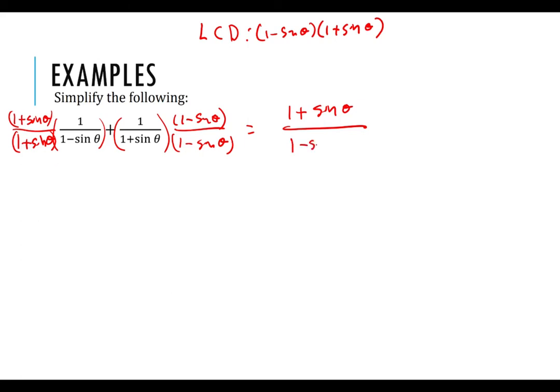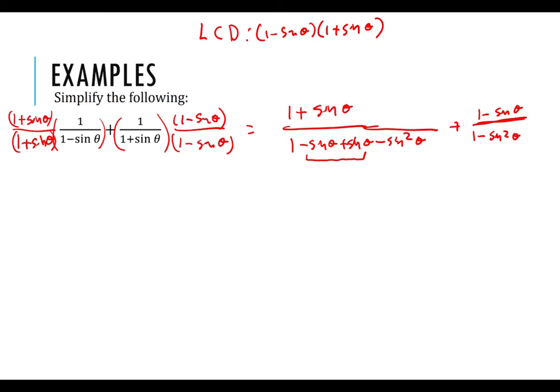Outer, minus sine of theta. Inner, plus sine of theta. Last, minus sine squared of theta. And then plus 1 minus sine theta divided by, notice that 1 plus sine theta times 1 minus sine theta is the same as we just found, so that's 1 minus sine squared theta. And actually recognize that minus sine theta plus sine theta, that's actually 0. And so this is really 1 minus sine squared of theta. I'm just simplifying it further.